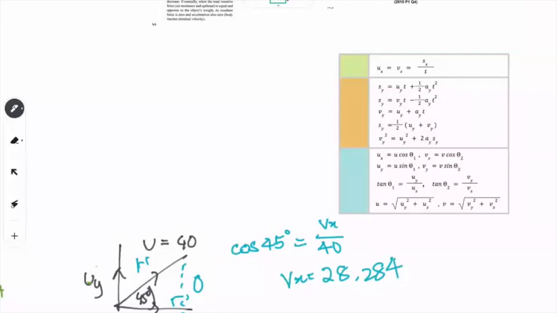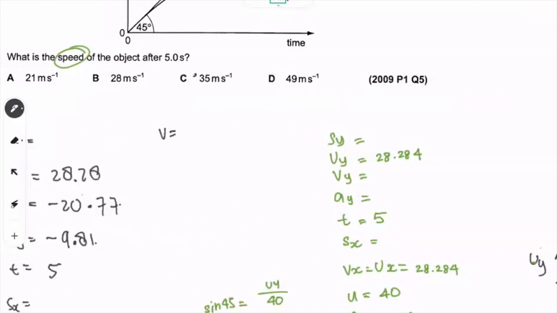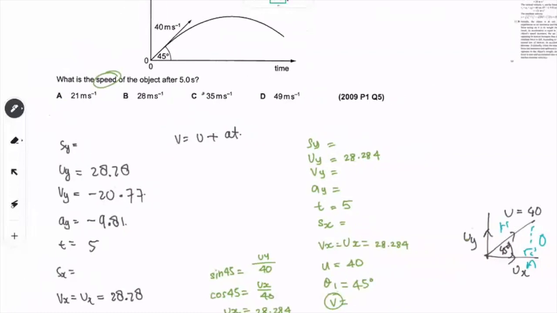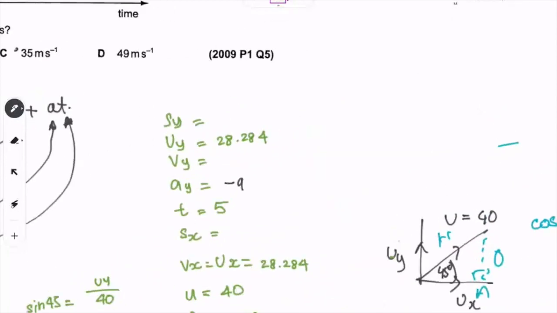Miss, how do you know that VY is 20.7? The formula is V equals U plus AT. You sub in this 28.38, A is 9.81, time is 5 from the question. Then you use calculator. Then after you get Vy and Vx, what do you do? Find again. Ay is minus 9.81.